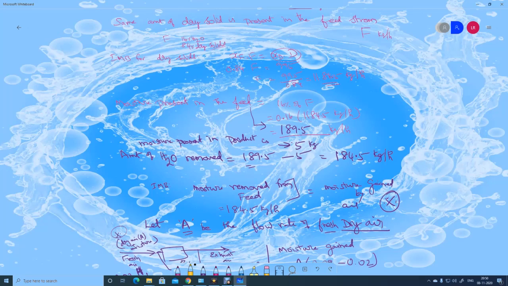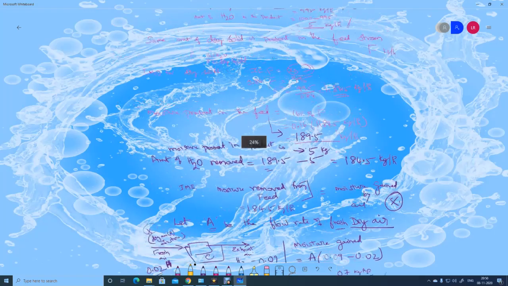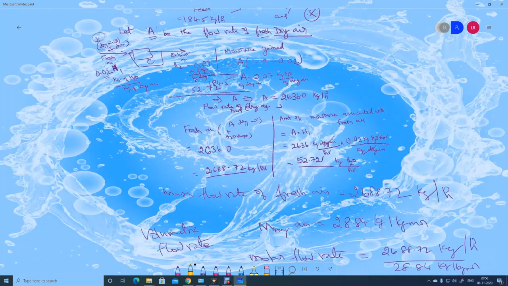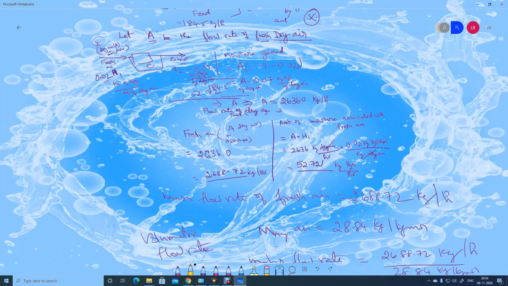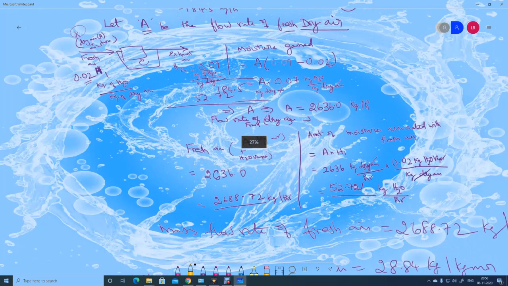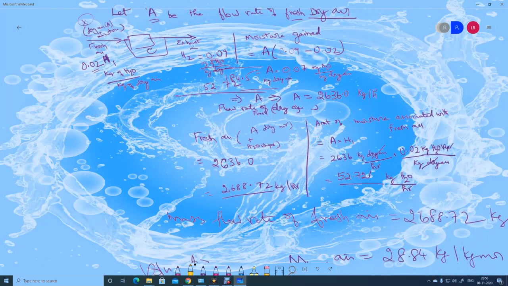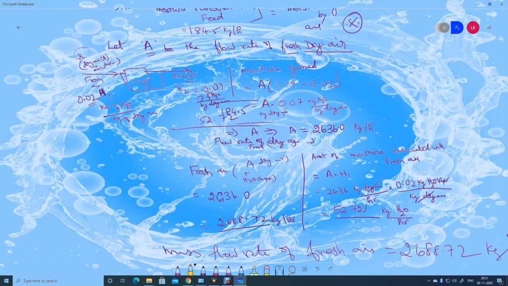Then we did the individual material balance for water. Within the system, whatever moisture is removed from the feed is the moisture gained by the air. Now we are concentrating on the air part. Let there be fresh air entering the system and exhaust air leaving. Whatever amount of dry air enters the system, the same amount of dry air will be leaving. So let A be the flow rate of fresh dry air entering the system.